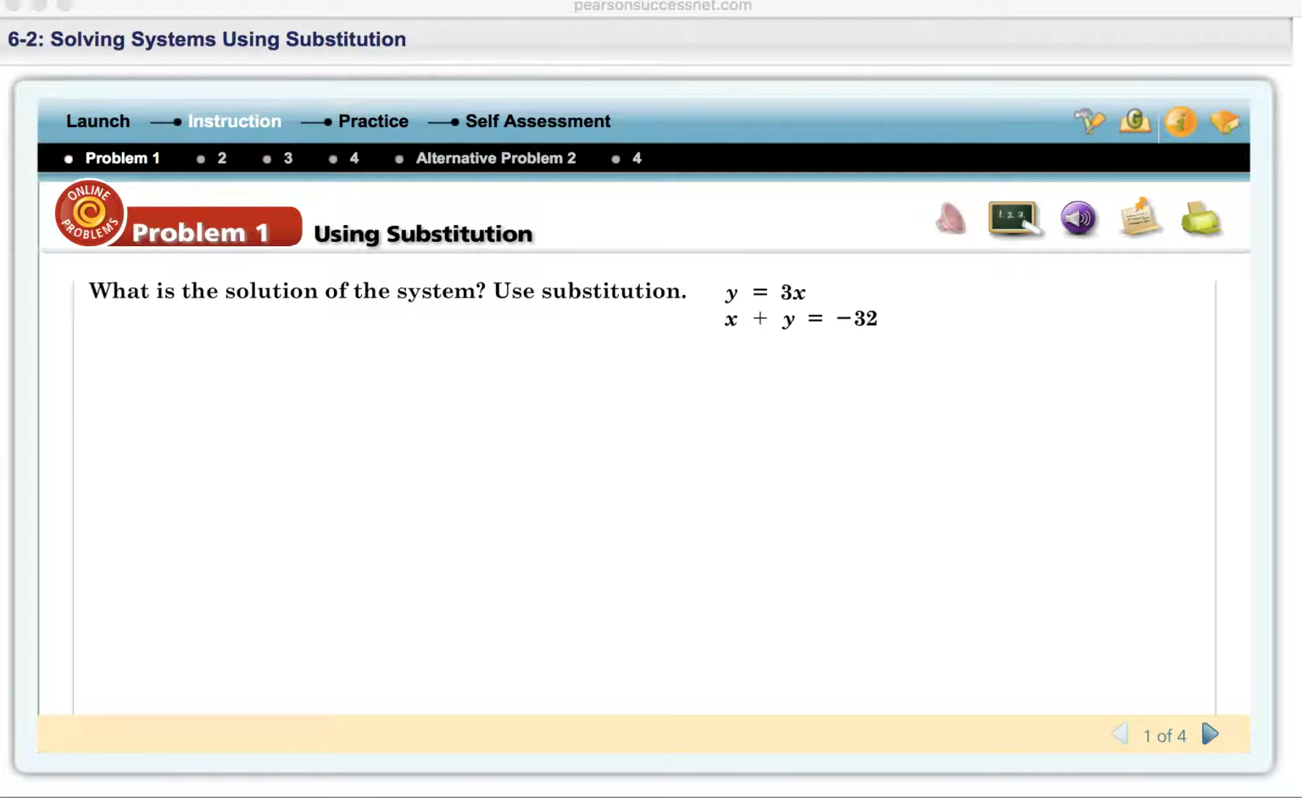We're now going to solve these by using actual math, or some algebra, to figure it out. So in this case, problem number one here is: what's the solution of the system? Use substitution. We're given two equations: y equals 3x and x plus y equals negative 32. One of them is in slope intercept form, but the other one's not. But that's not a big deal. So let's see how we go about doing this.